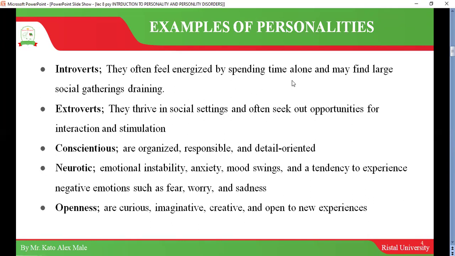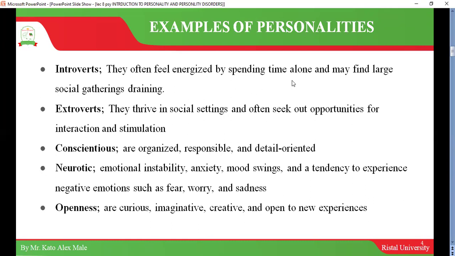Then conscientiousness. These people are organized, responsible, and detail-oriented. Such a personality is very good to deal with. It influences a lot on the quality of work.